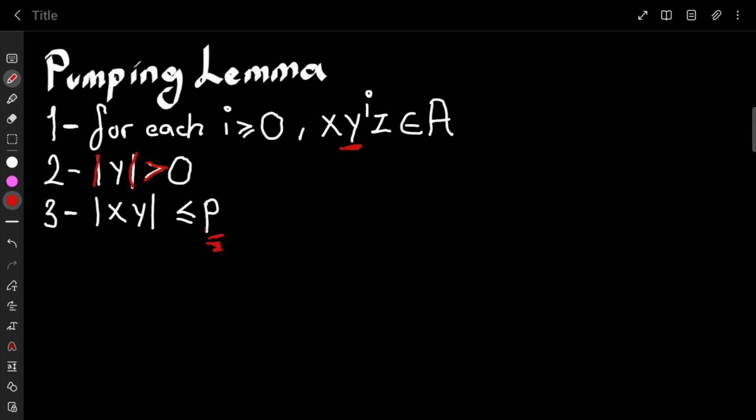So that means as long as a language is regular, then every string in the language will be able to meet these three conditions. If it doesn't meet any of them, then we can clearly say that that language is not regular. So all of these three properties state that if a language is regular, then every string in the language will have a section that can be repeated or pumped any number of times and still be in the language. Let's look at it with an example to understand it better.